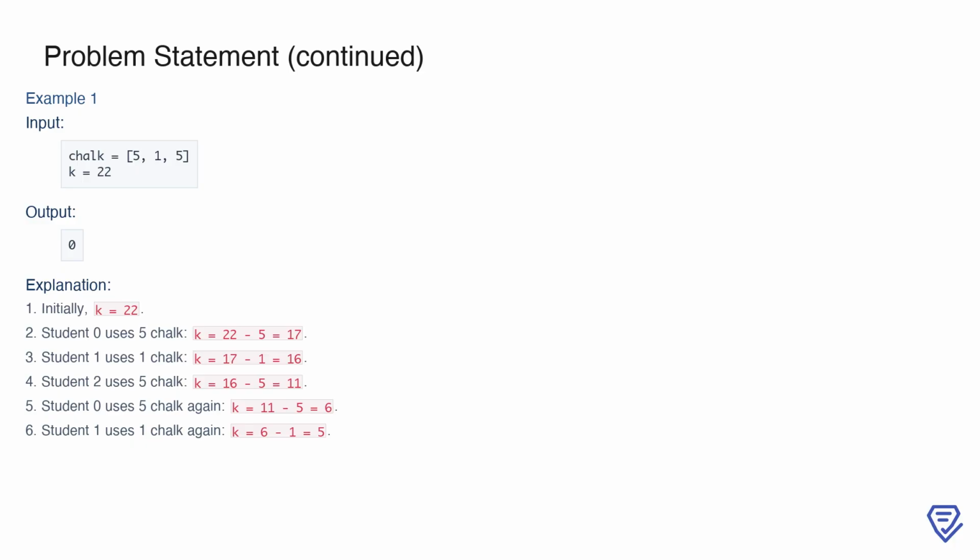This cycle continues until student 2 uses their 5 units again, leaving 0 chalk. At this point, student 0 is supposed to use 5 units, but there isn't enough chalk left. Therefore, student 0 will replace the chalk, and the output is 0.